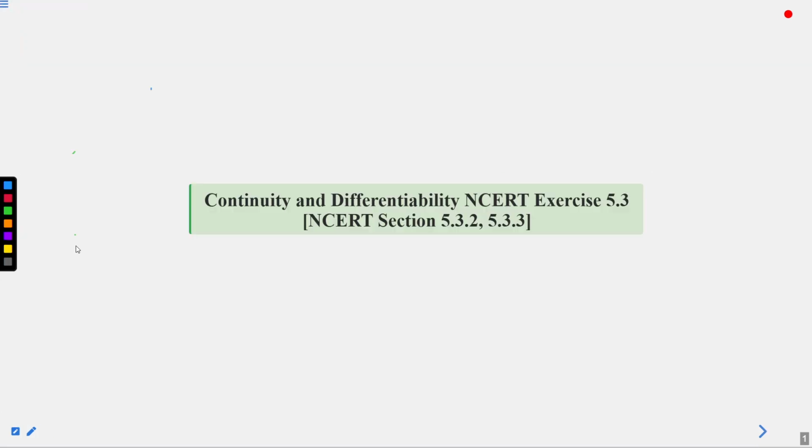Okay, now we will study continuity and differentiability, NCERT exercise 5.3, which covers NCERT sections 5.3.2 and 5.3.3. So let us start.